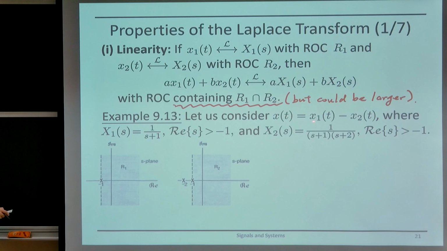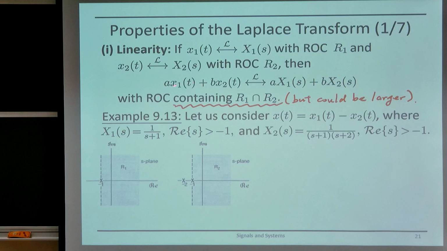So suppose that x of t is x1 minus x2, where we know that x1 has Laplace transform 1 over s plus 1 with region of convergence greater than -1. So it's this region here. This is R1. And x2 has a transform, capital X2, that is 1 over (s plus 1)(s plus 2), with region of convergence also greater than -1. So for this case, we have two poles at -1 and -2, and the region of convergence is this part. This is R2.